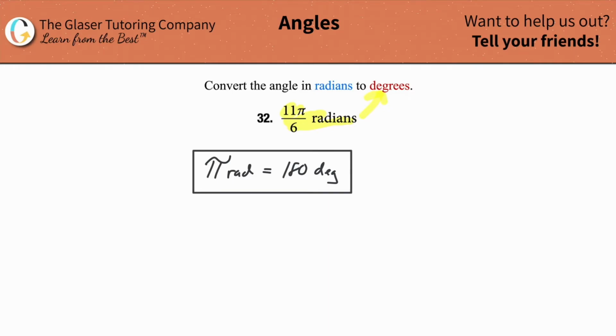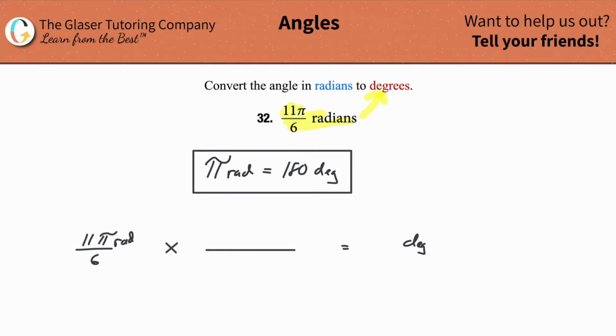The second thing is I'm going to take my given value and write it down. I'm going to write down 11 pi over 6 radians. This unit belongs in the numerator of this fraction. Now, what I want in my answer is degrees. I don't want radians, and therefore I have to figure out a way to cancel the radians.